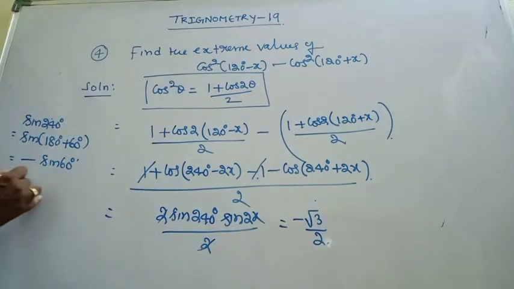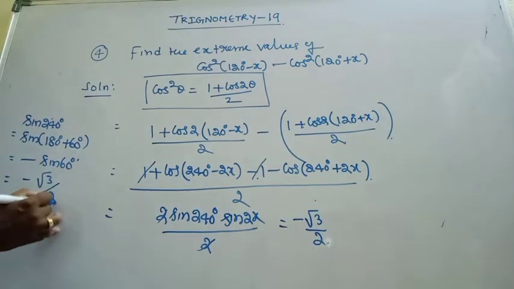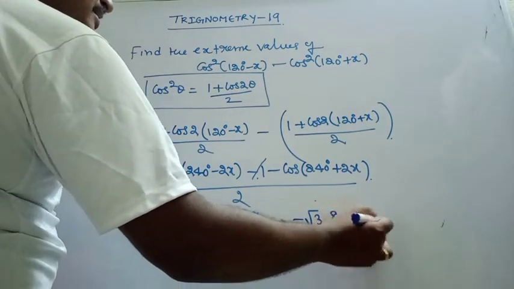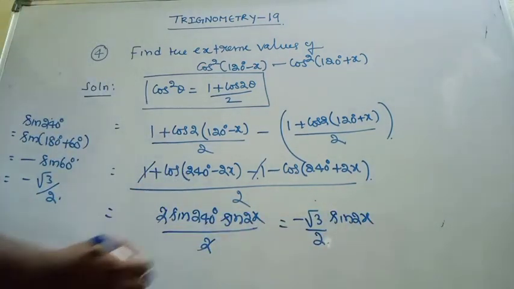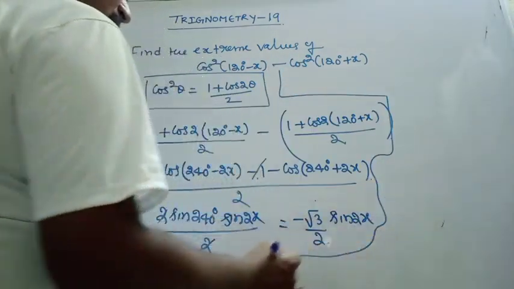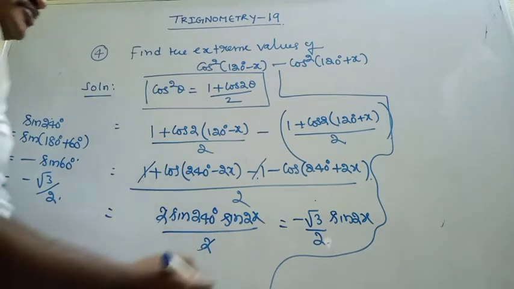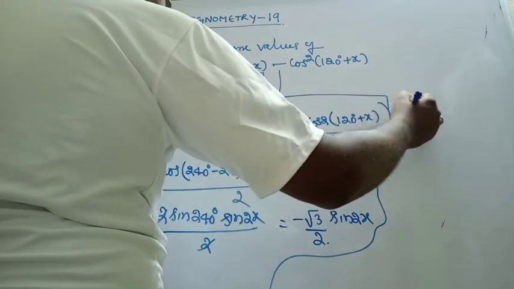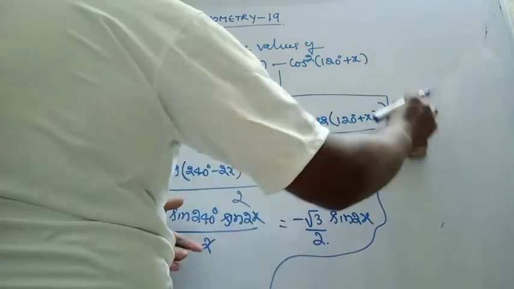Minus sin 60, that is minus root 3 by 2. Minus root 3 by 2 into sin 2x, right? How are we going to solve this particular problem, my dear students? Now you see, sin 2x lies between minus 1 and 1.